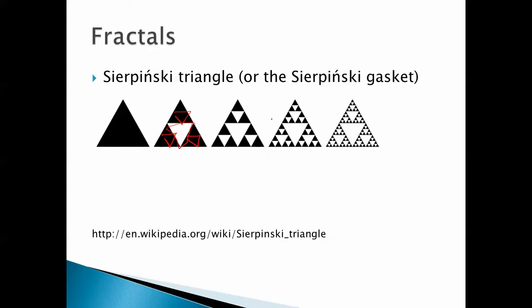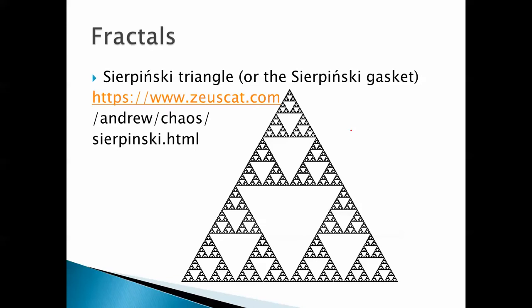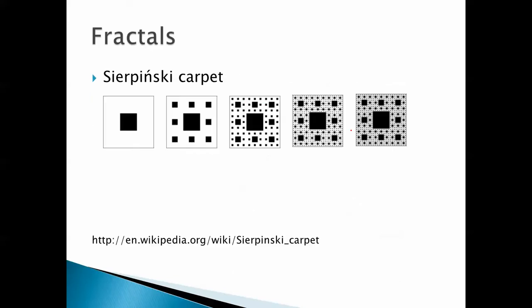And then for each of these little black triangles, you erase the middle third. You get this, and you keep going. You get what's called the Sierpinski triangle or the Sierpinski gasket. This is what it looks like. Sierpinski carpet is the square equivalent of that. You've got a black dot in the middle.